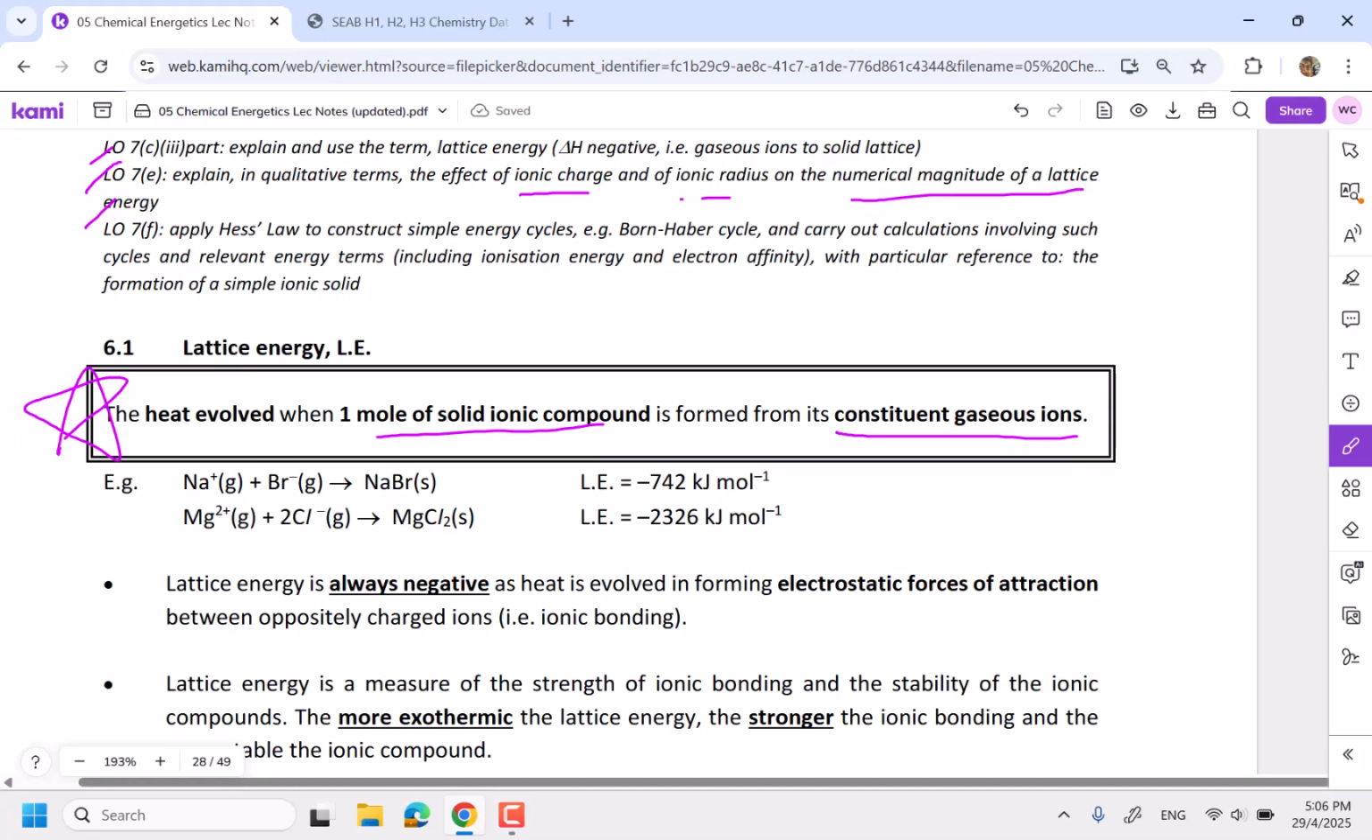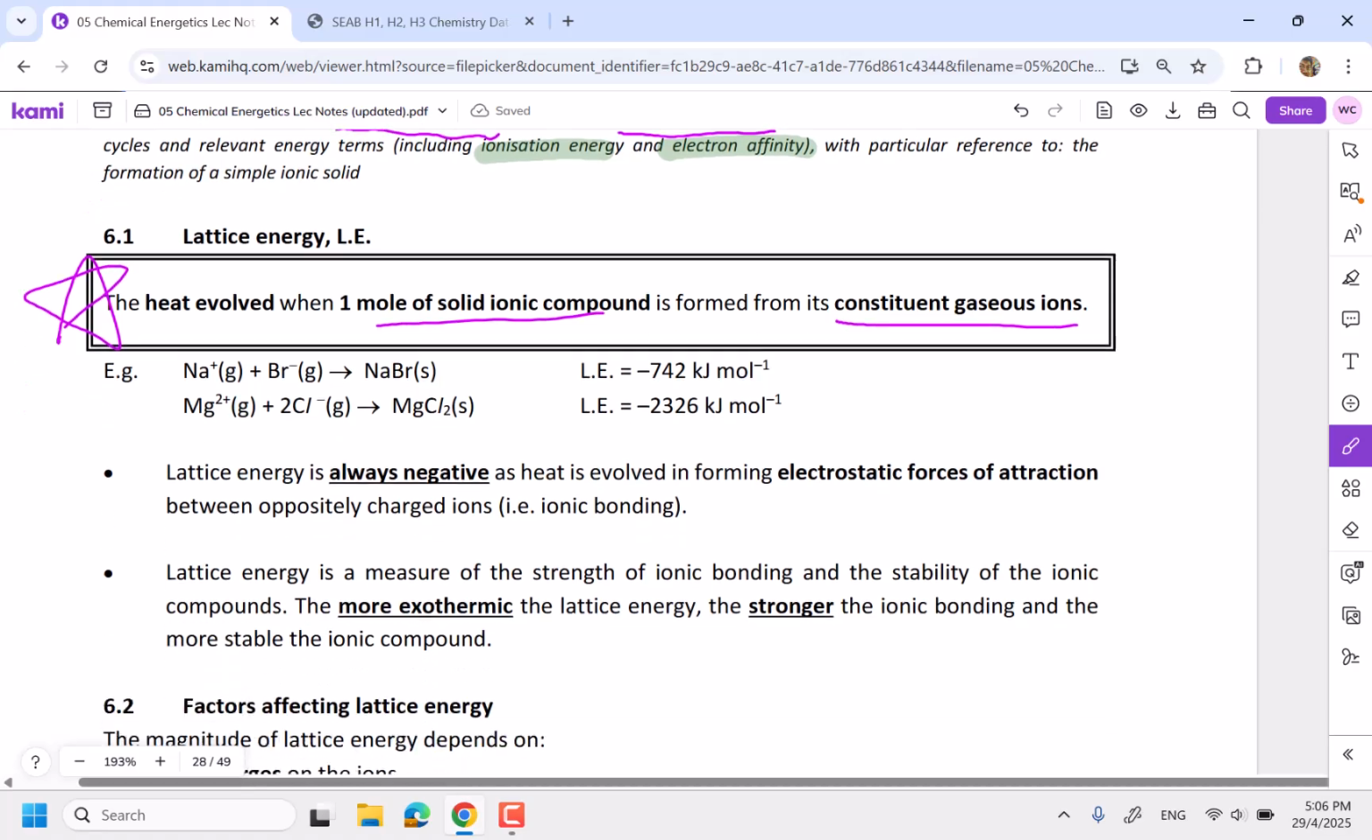Right, then finally, apply Hess's law to construct simple energy cycle in the form of a Born-Haber energy cycle to carry out calculations. Then there are 2 new terms you need to come to terms with. Electron affinity. Okay, so IE you have learned about that, so just 1 new term. Okay, so we'll just go through the rest of the notes in some details.